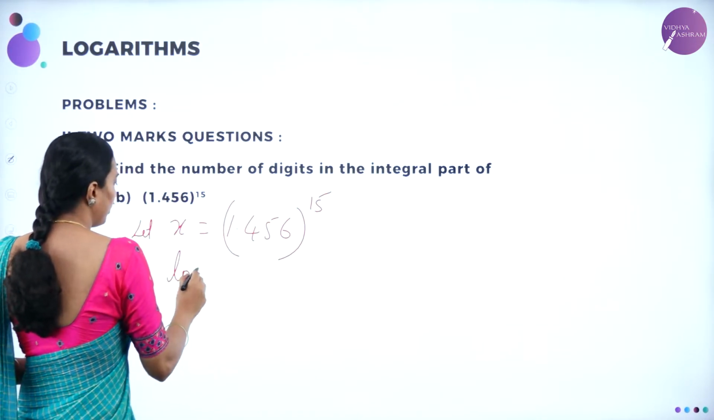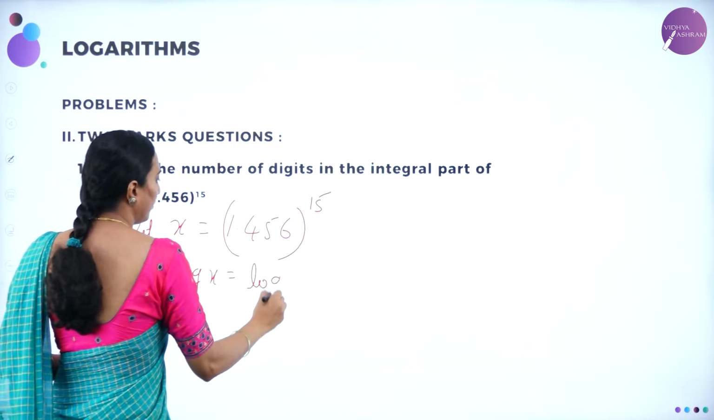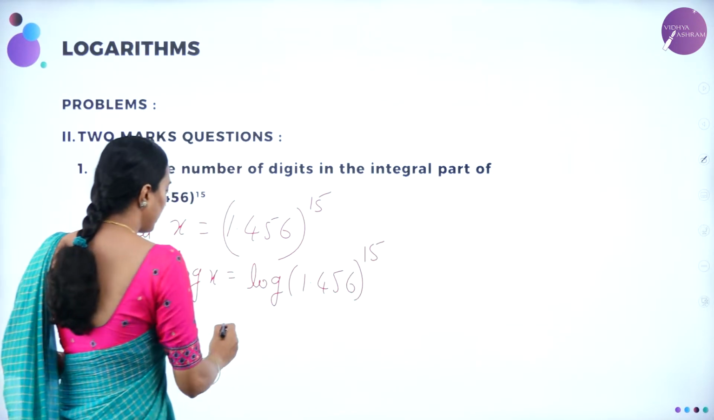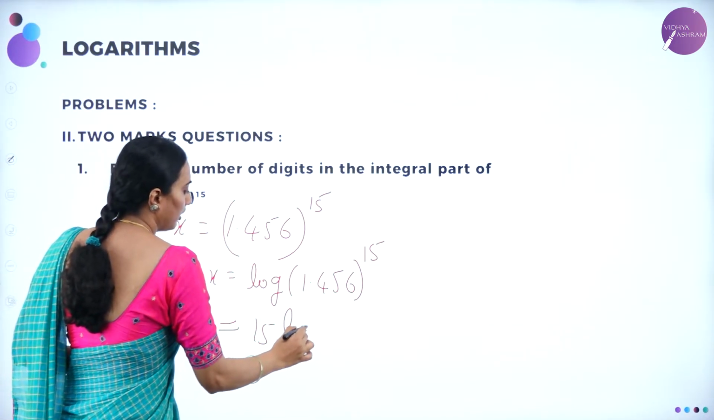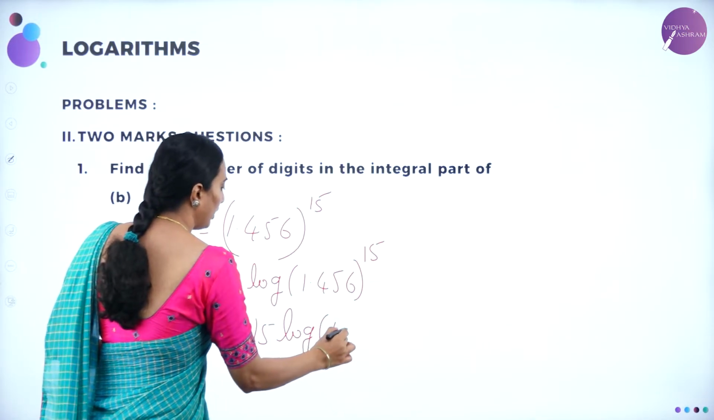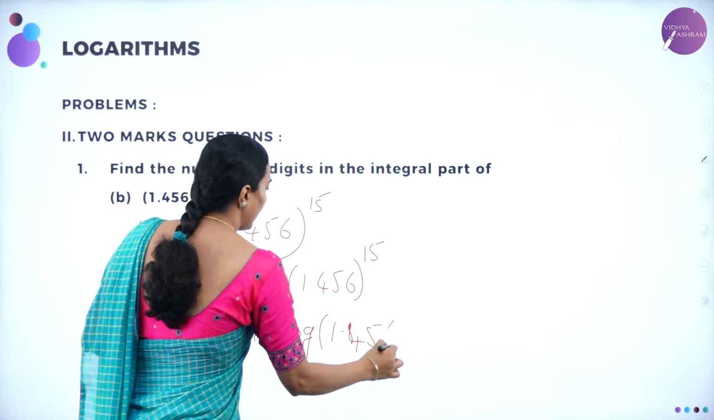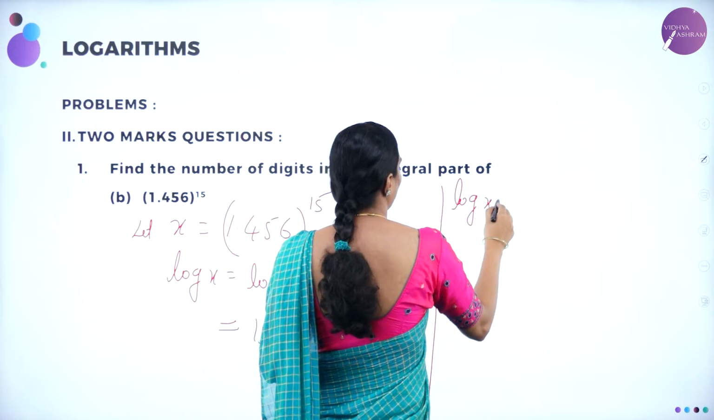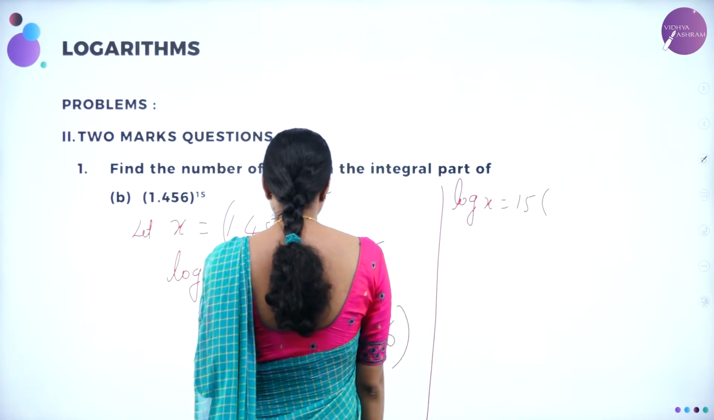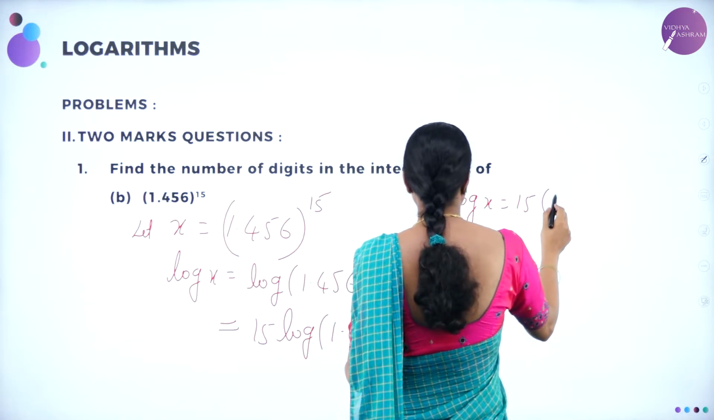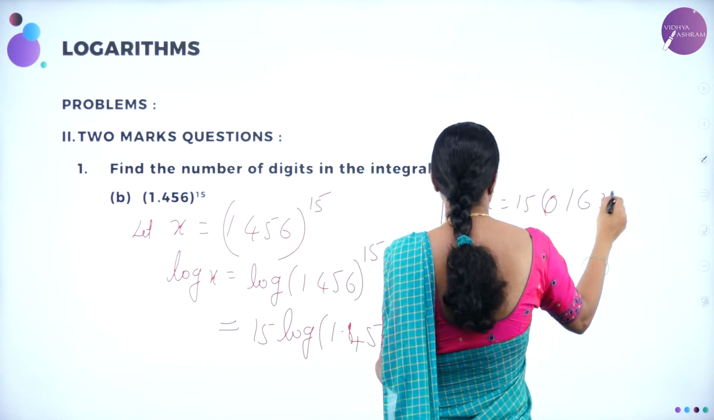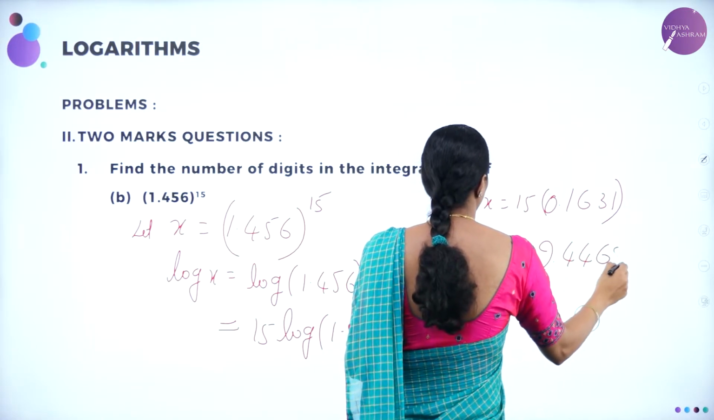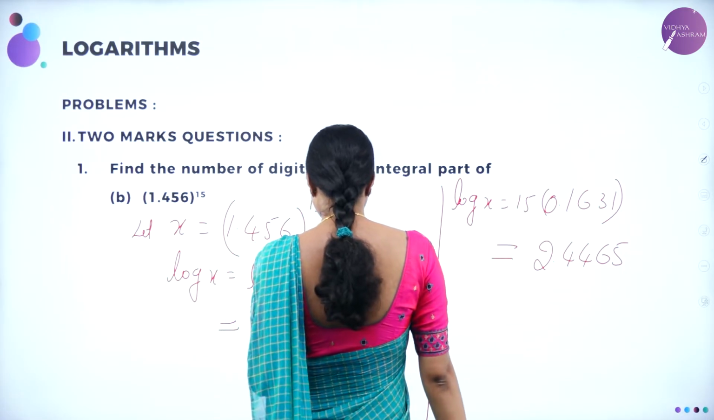So applying log on both the sides, log x is equal to log of 1.456 to the power of 15. Now you can have 15 log 1.456, according to the logarithmic laws. So let me find out. Log x is equal to 15 into the value you are going to get, 0.1631. So the answer you are going to get is 2.4465. So therefore they have asked, the characteristic is 2.